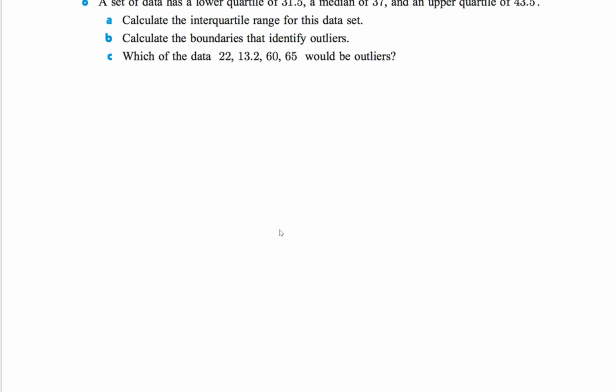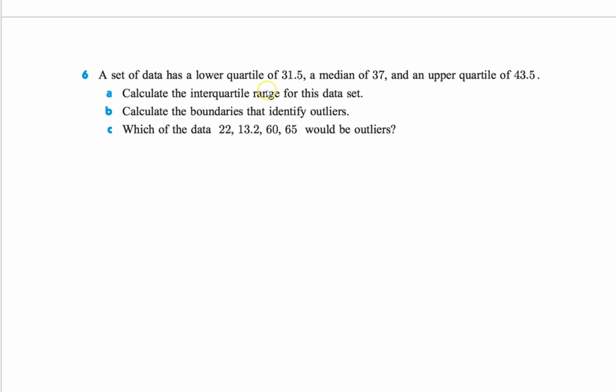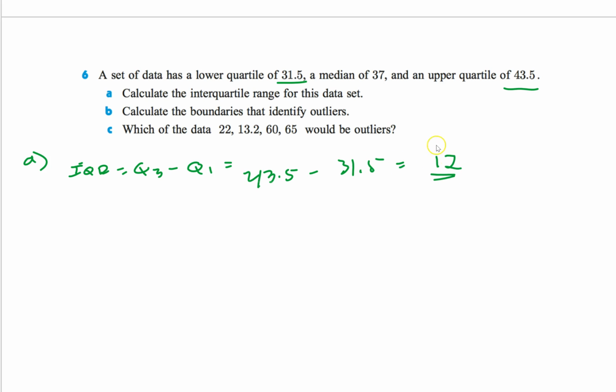So here's our first one. A set of data has a lower quartile of 31.5, a median of 37, and an upper quartile of 43.5. So the first question is, find the interquartile range, the IQR. IQR is just Q3 minus Q1, or upper quartile minus lower quartile, which they gave us. So 43.5 minus 31.5, also known as 12. That's my IQR.